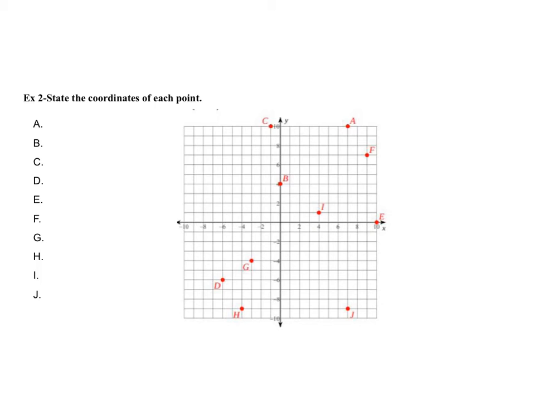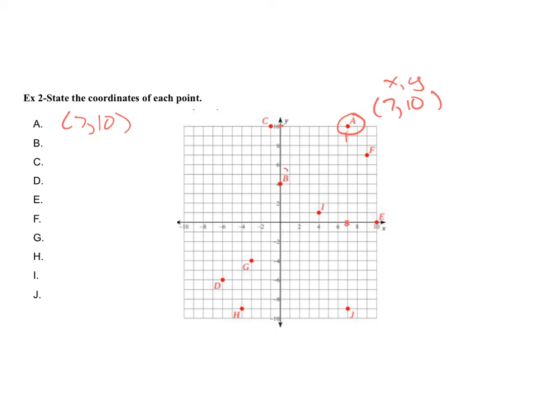Okay, example 2 is having us state the coordinates of each point. So when we look at these, we're looking for point A first, so that's up here. And what we're looking at is, remember, your x and y values. So look for your x value first. If we trace down, looks like our x is going to be a 7. And if we trace over to our y-axis, looks like that's going to be a 10. So our first point is going to be 7, 10.